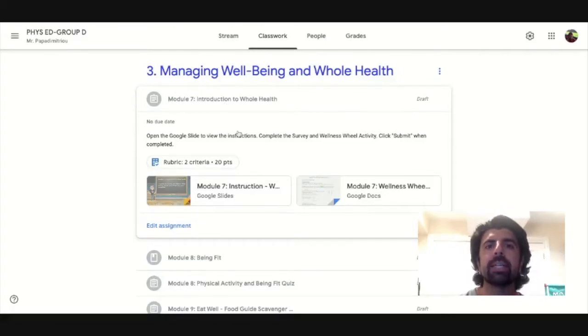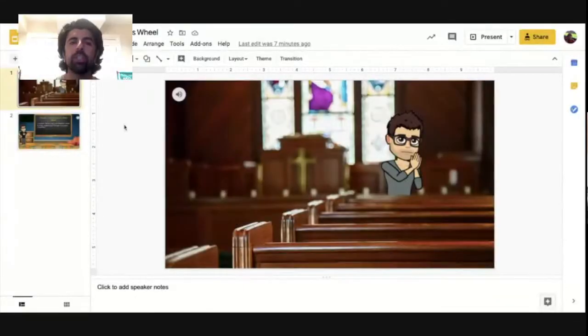So here is the Google Classroom assignment. Open up this assignment by clicking on the Google slide. Once you've opened the Google slide, set it to present mode.